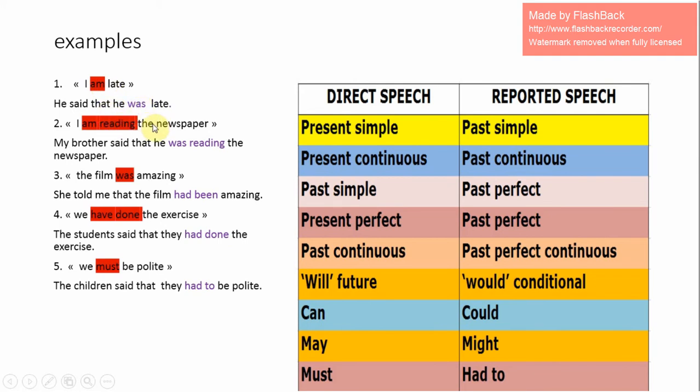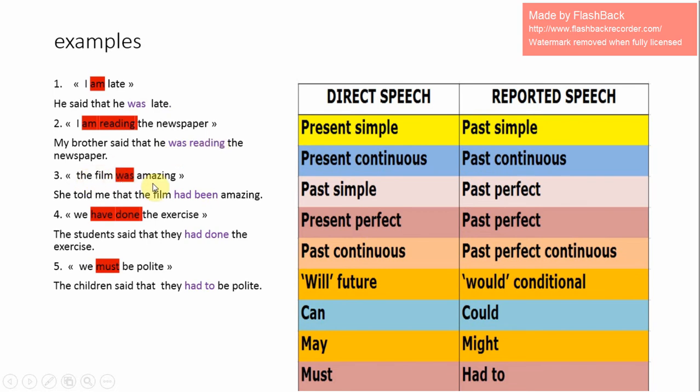I'm reading the newspaper. Newspaper. I'm reading. So this is the verb to read in present continuous, and present continuous should turn into past continuous, sorry. My brother said that he was reading the newspaper.